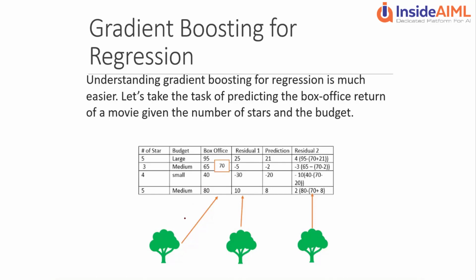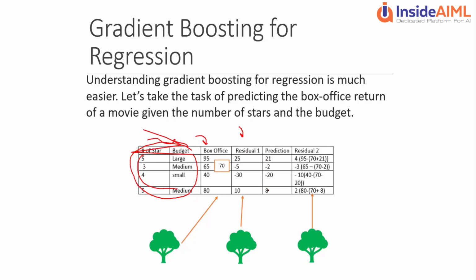Now the second decision tree comes into play. The first decision tree was taking these 2 as input variables and these as the output variable. The second decision tree finds the residual. This was the prediction, this was the actual value. What is the residual then? 95 minus 70, 65 minus 70, 40 minus 70, and 80 minus 70. So now the second decision tree takes these as the target, and these 2 as the input variables, and fits another decision tree. Let's say now the prediction is 21, minus 2, minus 20, and 8.